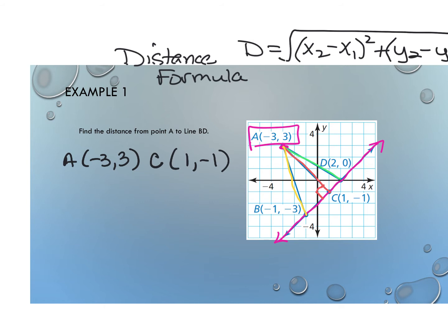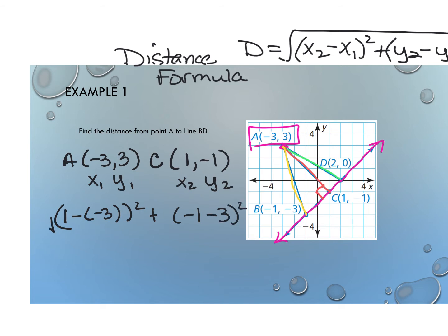Now, I'm going to go ahead and label my ordered pairs. It doesn't matter which one you call ordered pair number 1, which one's ordered pair number 2. I'll just say A is my x1, y1, and C will be my x2, y2. You could reverse it, it doesn't matter. Now I'm going to take those ordered pairs and plug them into the formula. So I'm going to do 1 minus -3 squared plus -1 minus 3 squared.